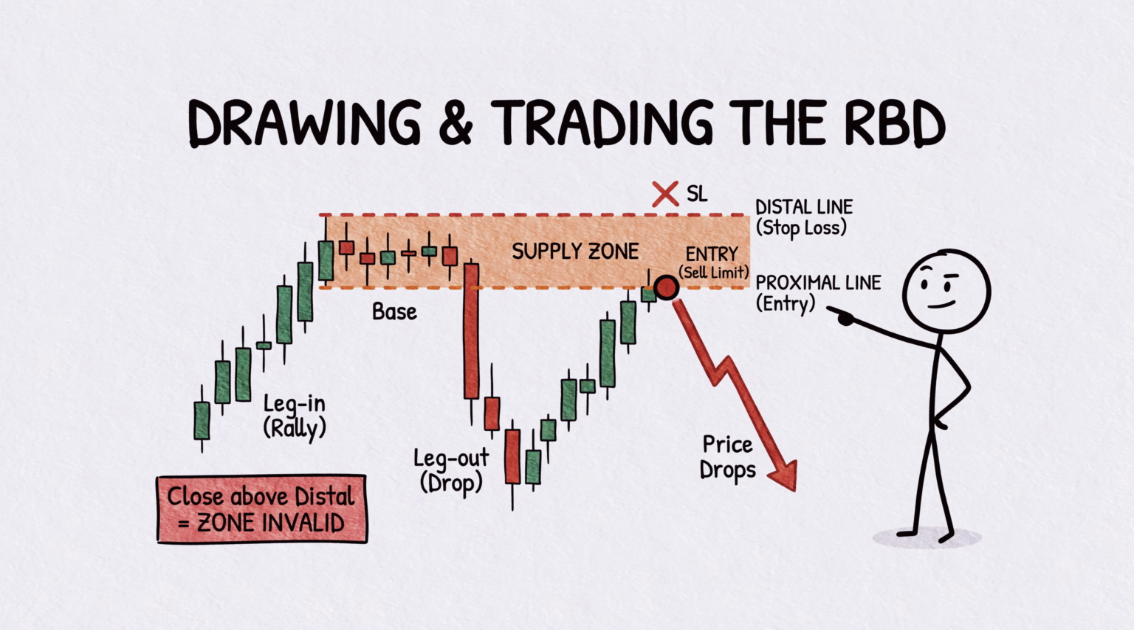Proximal line, the lowest wick of the base cluster. Distal line, the highest wick of the entire formation, including the leg-in. Same trading approach. Price leaves the base, then retraces up to proximal. That's your entry. Place a sell limit at proximal. Stop loss above distal. Extremely high capital commitment. Zone holds strong on retest. And just like DBR, if price closes through the distal line, the zone is completely invalidated. Cut the loss. No exceptions.